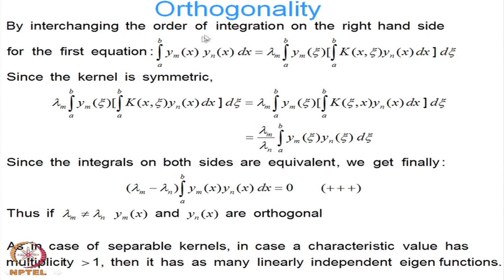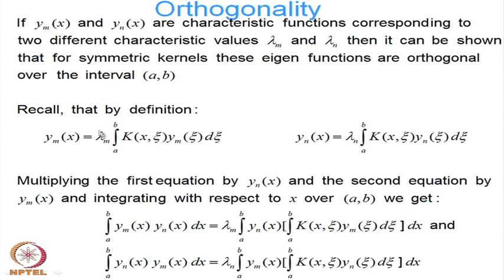So, then I can write it as lambda m minus lambda n, because you can see this integral is identical. So, I can write it as lambda m minus lambda n times integral a to b ym of x yn of x dx must be equal to 0. And since my eigenvalues are distinct, that is lambda m is not equal to lambda n, after all I assumed that these are distinct eigenvalues corresponding to distinct eigenfunctions, right.